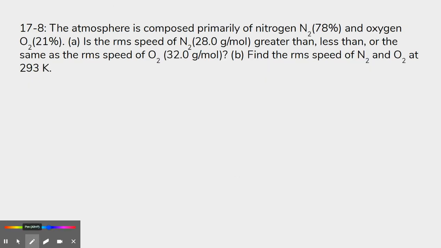Number 3. Okay, we know that the atmosphere is composed mostly of nitrogen and oxygen. So for part A, is the RMS speed of N2 greater than, less than, or the same as the RMS speed of O2? And then we actually want to find the RMS speed of both of them at 293 K. All right, so the RMS speed, VRMS, we automatically know what kind of equation we're going to be using. So take a look at your chart and go ahead and find that equation, which is this.